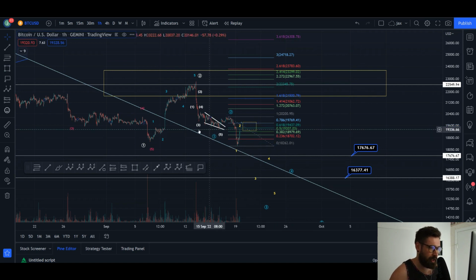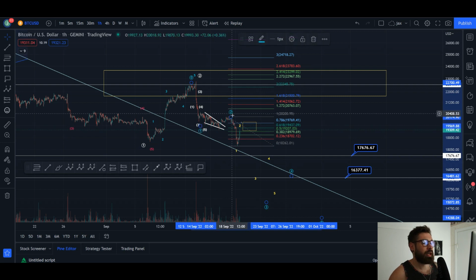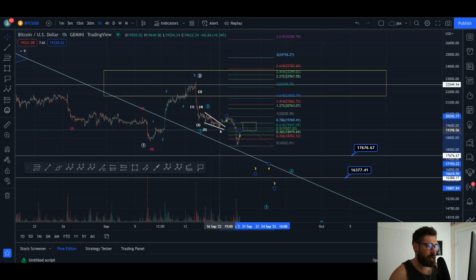Now, an alternative count that More Crypto Online was looking at, I just peeped his video this morning. Very good Elliott wave analysis. What he's looking at is that this is a 1 and this is a really shallow wave 2 right here. And now we've begun to come down in a, basically this is a wave 1, this is a wave 2.